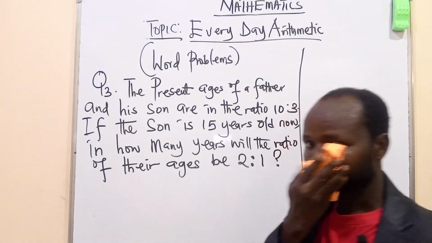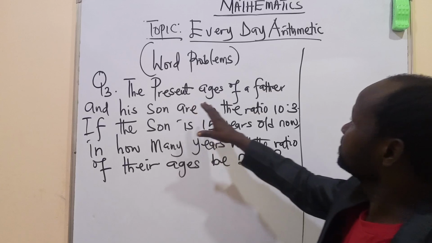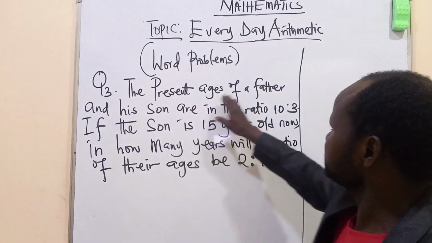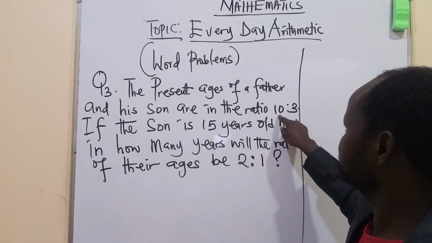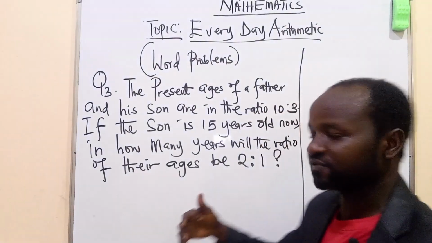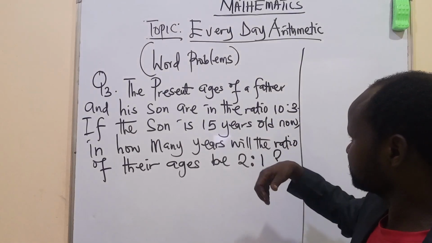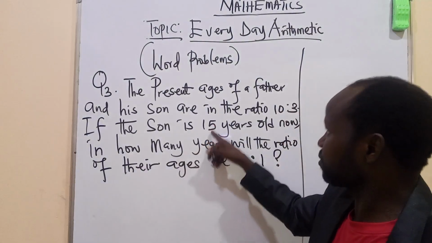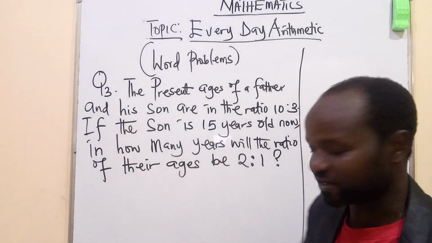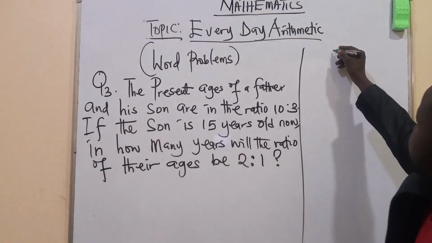Very important. You have to look at what is given here. The present ages of a father and his son are in the ratio 10 is to 3. If the son is 15 years old now, so the present age of the son is 15, but we don't know the present age of the father. So the first thing for us to do, let's write down the solution.